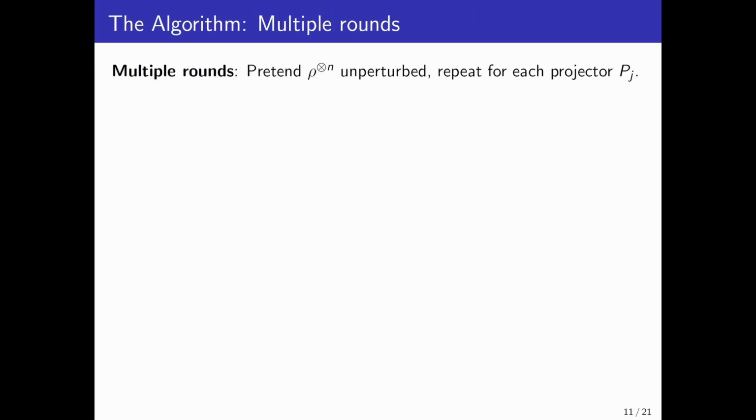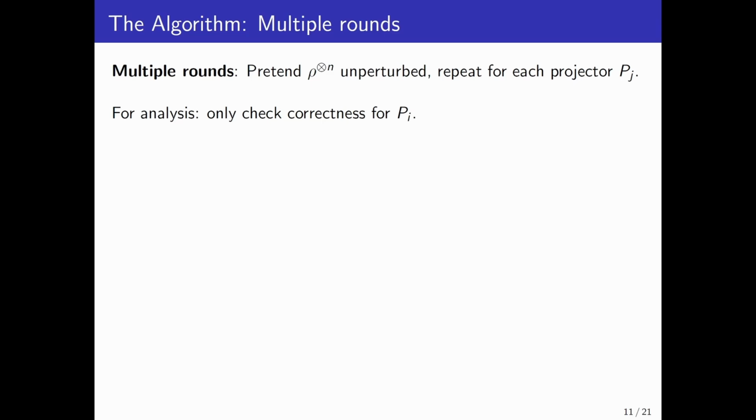We now describe how the algorithm works when we have multiple expectations to estimate. Effectively, what we do is that we repeat the process m times, reusing all copies of rho, pretending that they are unperturbed. It isn't immediately clear why this should work, so let's see an overview of the analysis as well.